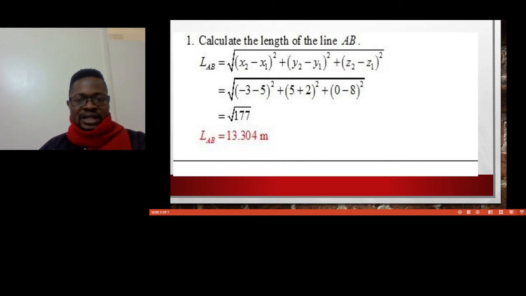So to calculate the length of a line AB, we need to apply the distance formula. The length AB will be given by the square root of (x2 minus x1) squared plus (y2 minus y1) squared plus (z2 minus z1) squared. This is simply using the distance formula. Since we have x, y, and z, we simply need to bring in what we have.